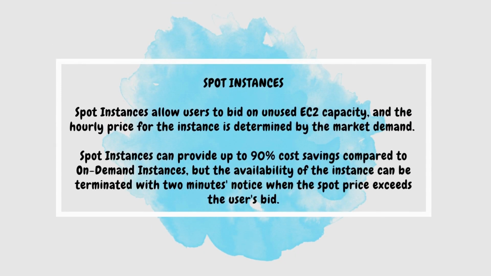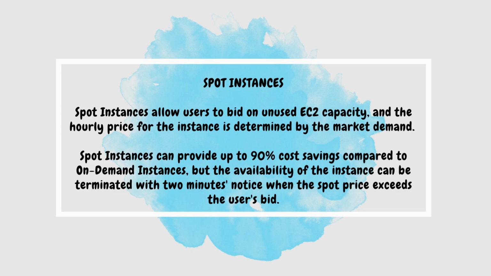Spot instance. A spot instance allows the user to bid on unused EC2 capacity. We have physical machines, and a lot of EC2 VMs are available but not completely used. You get some kind of unused capacity, and you can bid on it. You can say, I would like to pay this much for this particular EC2 instance, and the hourly bid prices are determined by market demand.